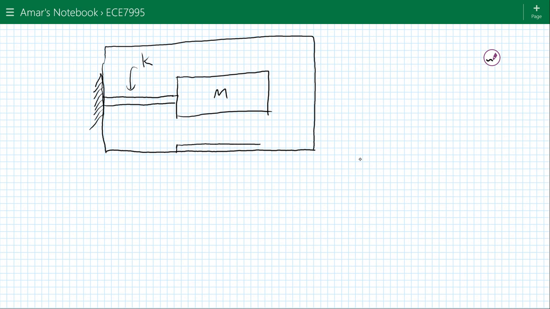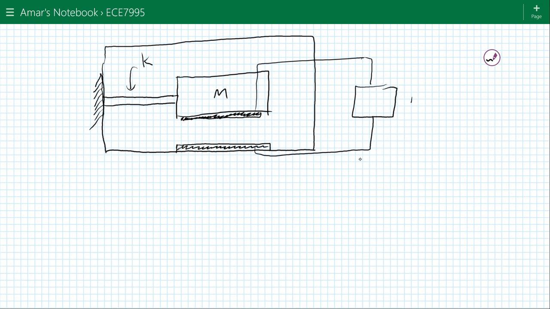I'm drawing a very simplified diagram of this. The mass is actually made of a material that's either conductive or it has an electrode on the bottom end. Most of the time, the mass itself is just conductive. So let's say we have a mass that has an electrode on it, and on this side we also have an electrode, and this is connected to some type of circuit. The circuit measures capacitance.